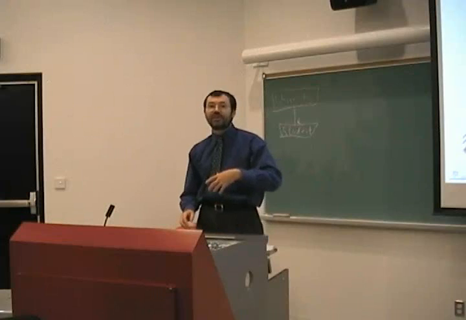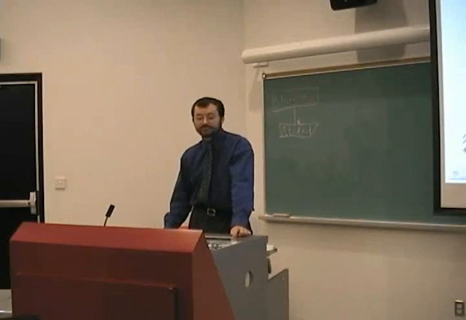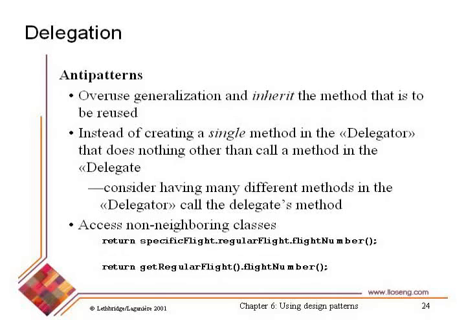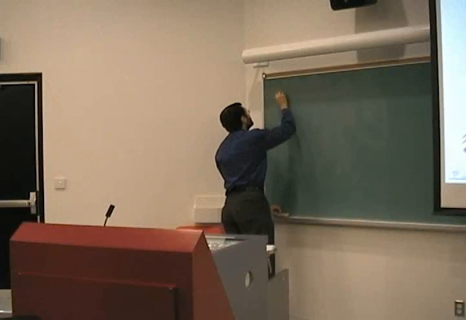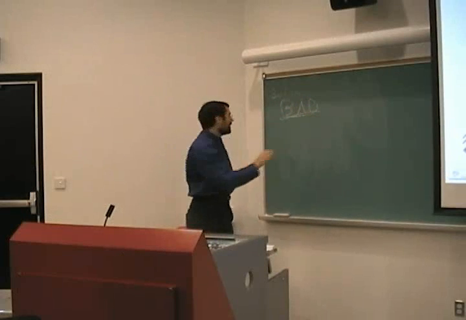In this diagram we're seeing another feature of it. And the important thing here is the following. We want to avoid code that would look something like this. In booking's flight number, it would say specific flight dot regular flight dot flight number. I do not want to do the following. I do not want code in booking like this. This is bad, just so that you write that down.